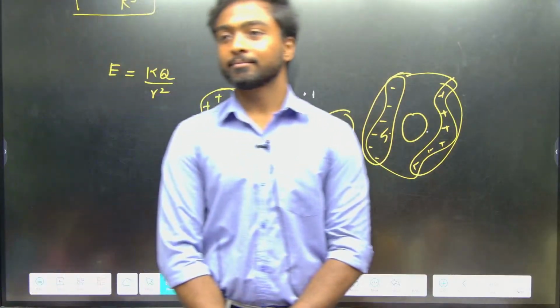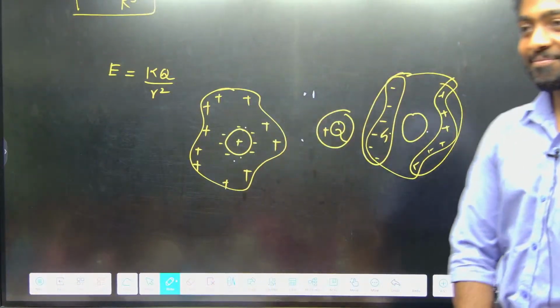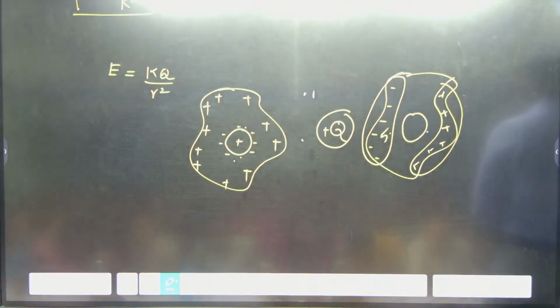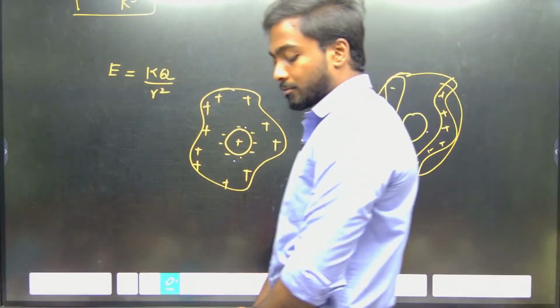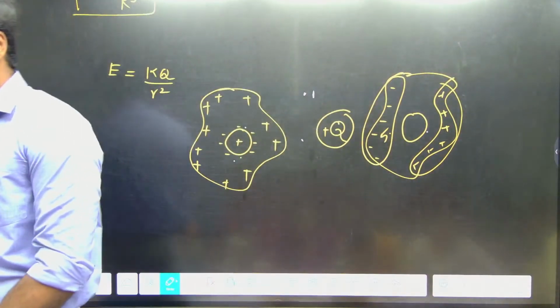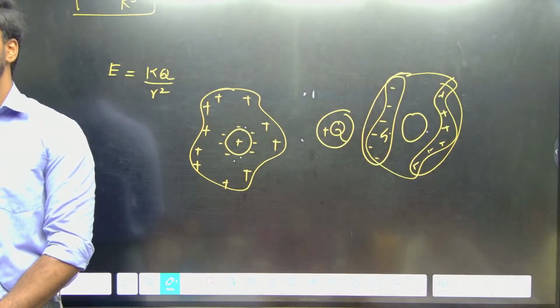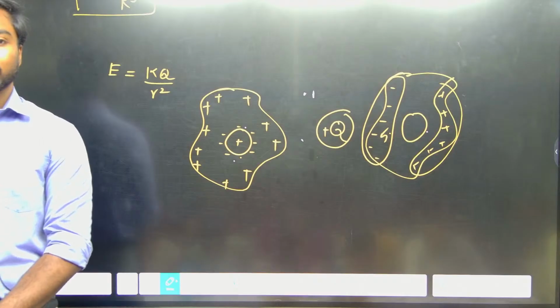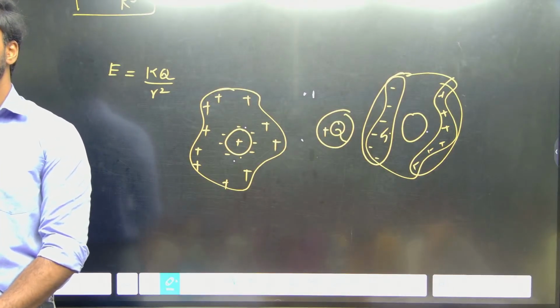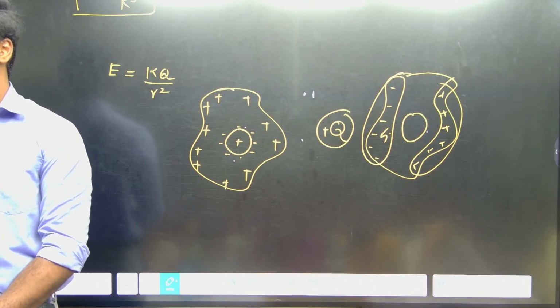Completed? Now the next subheading, properties of conductor regarding field. What field are we talking about here? Electric field.